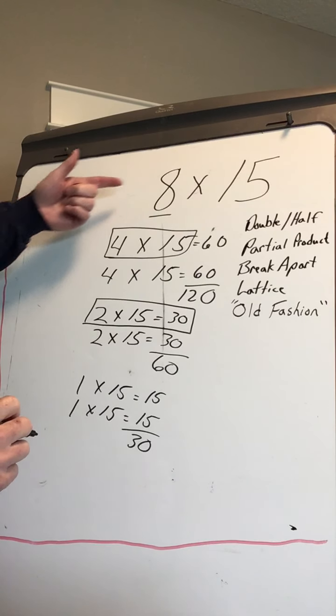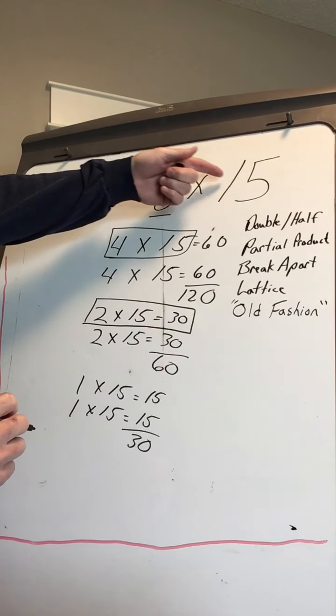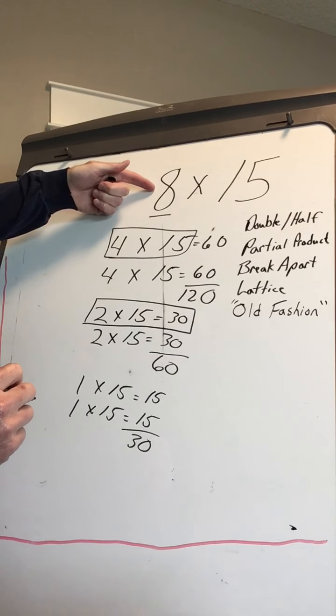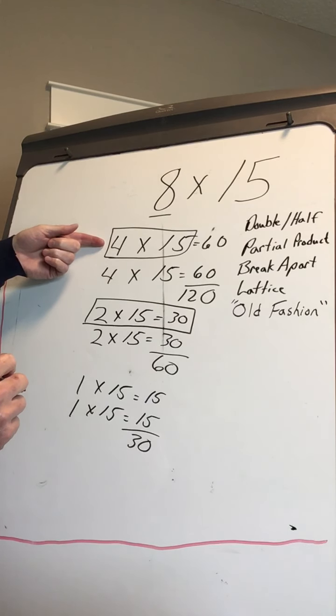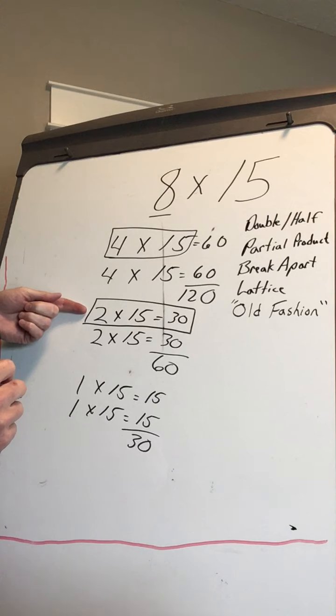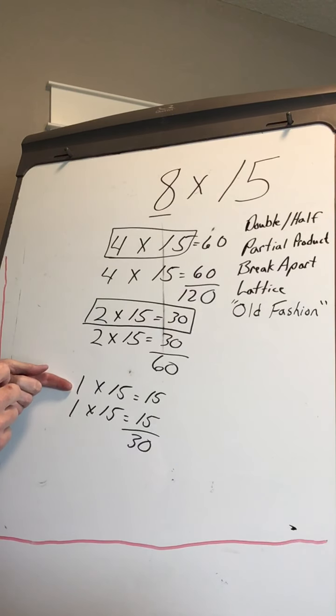So I kept splitting my 8 because my 15 was not even. I split my 8 in half until I got to a problem that I knew. Hopefully you know what 4 times 15 is. If you don't, you can break that down into 2 times 15. Hopefully you know what 2 times 15 is. If you don't, you can go all the way down to 1 times 15.